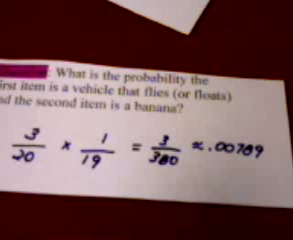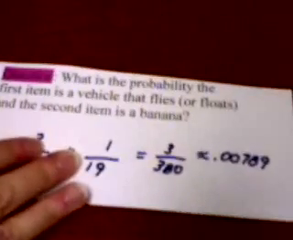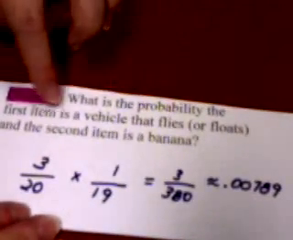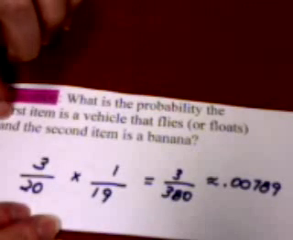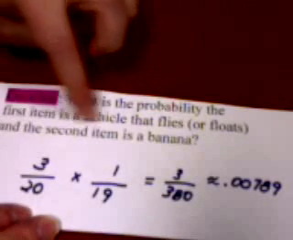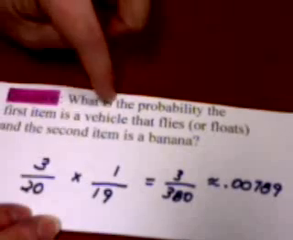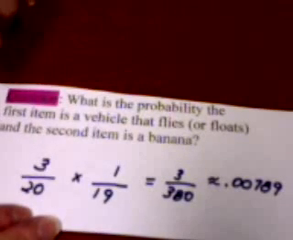Now what I wanted to show you is the difference in a certain type of question, how you know whether or not and always means multiplication. In this case, every time we saw and, notice just like in this question here, for example, was it probable that the first item is a vehicle that flies and, keyword being and, the second item is a banana? We're doing 2 different trials connected with the word and. That tells you multiplication rule.